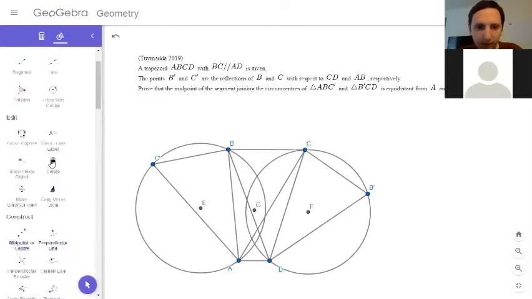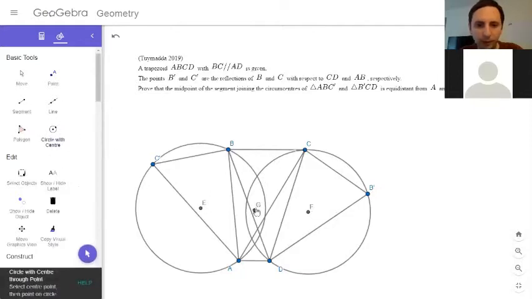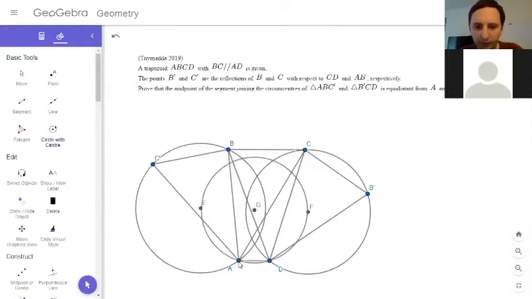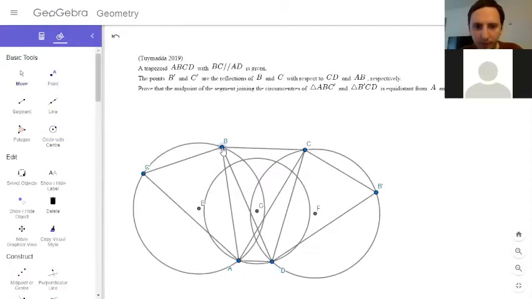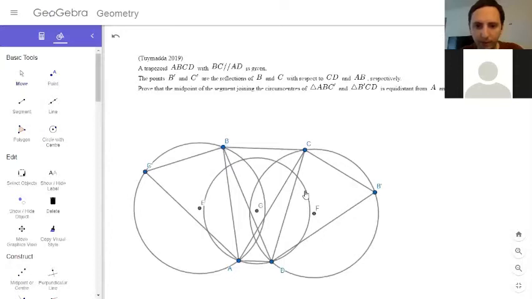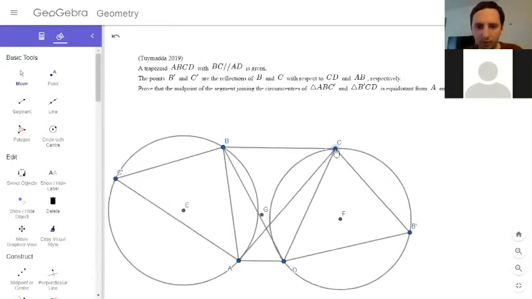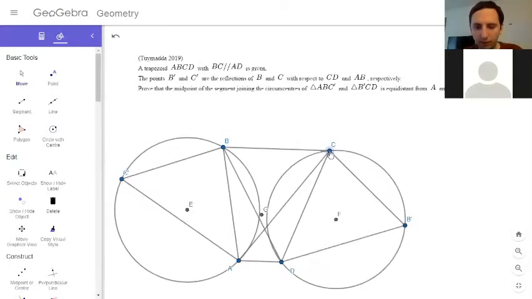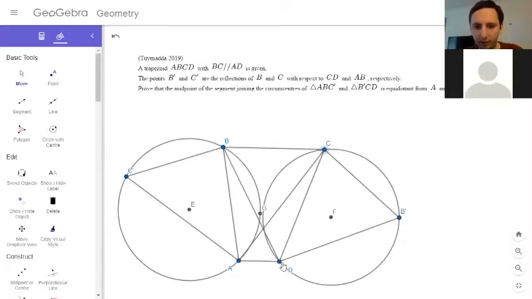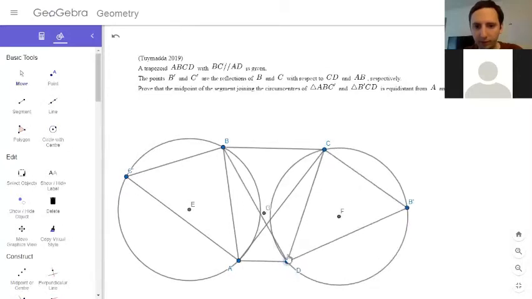That doesn't really look equidistant from A and D, so maybe I messed up somewhere. Ah, it is. I don't know why it didn't look like it. It almost looks like it passes through E and F, but no, it doesn't. That circle. Okay. So yeah, let's draw it so it doesn't look super symmetric.